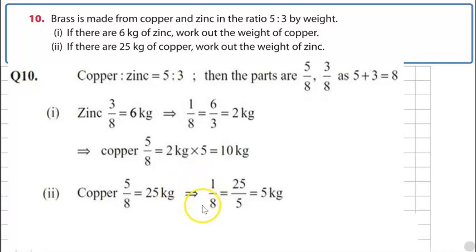So to find 1/8, we divide 25 by 5 to get 5 kilograms. So 5 kilograms is equal to one part, or 1/8. So now we're going to multiply 5 kilograms by 3, because zinc is 3 parts. So zinc is 3/8, so it's going to be 5 kilograms multiplied by 3, which is 15 kilograms. So if there's 25 kilograms of copper, there must be 15 kilograms of zinc to be in the ratio of 5 to 3.